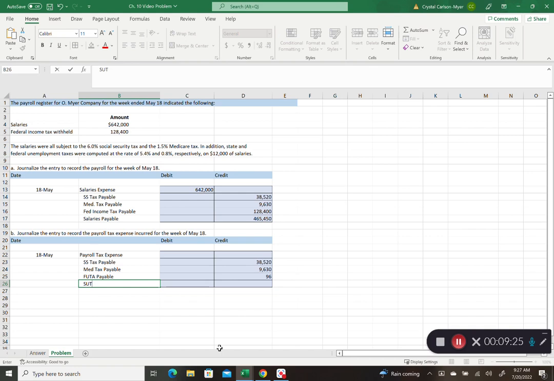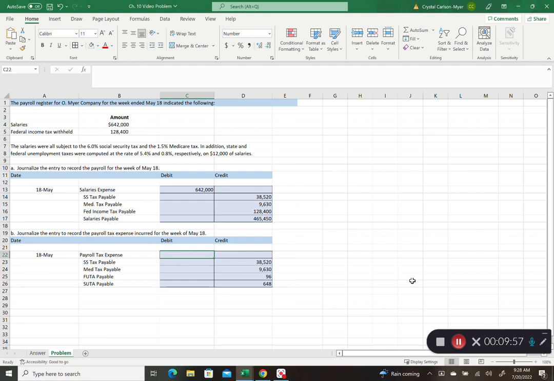Then we're going to do the same thing for our state unemployment tax payable. We're going to take our $12,000 in salaries that are subject to our state unemployment tax, multiply it by the rate of 5.4%, which is 0.054 in decimal form. And we have to pay $648 of SUTA. Oops, I spelled that wrong. Let me go ahead and fix that. My typing isn't the greatest, as you can tell if you've watched my videos before, but it works.